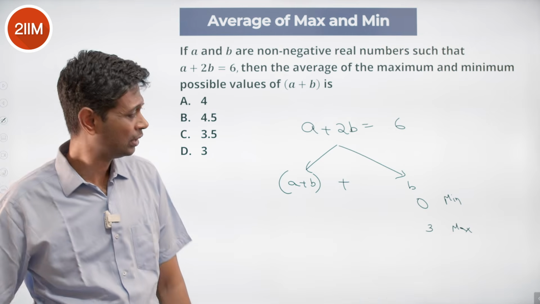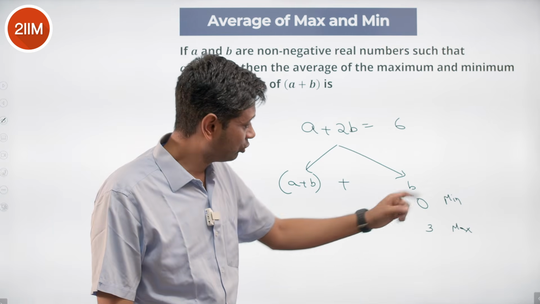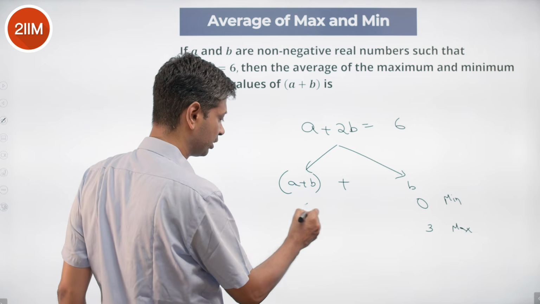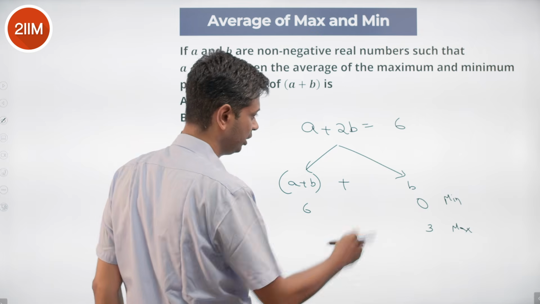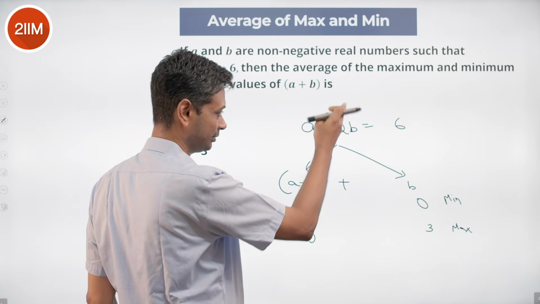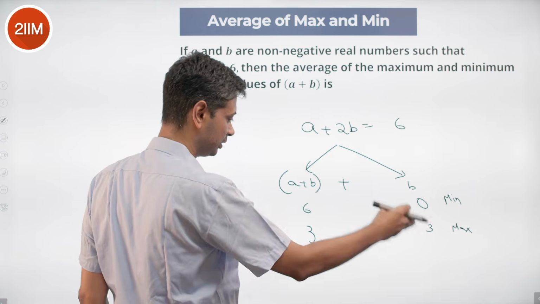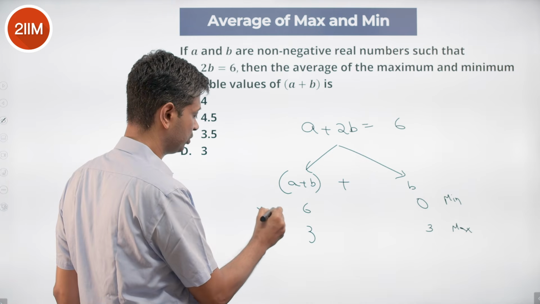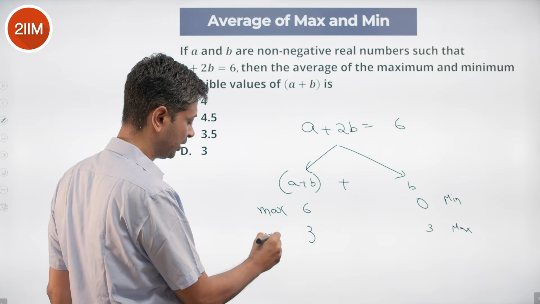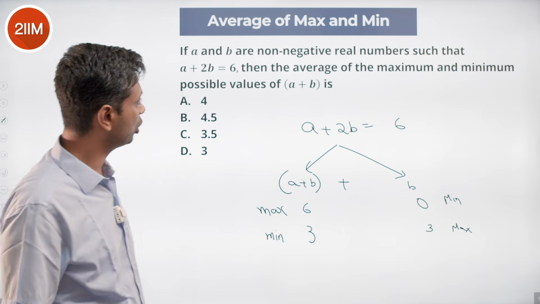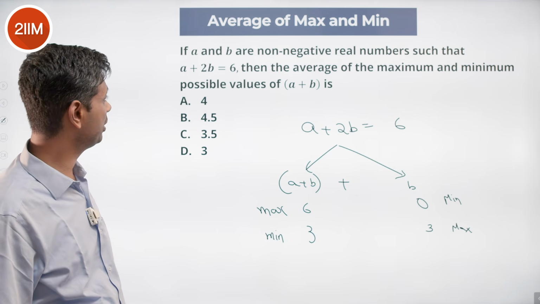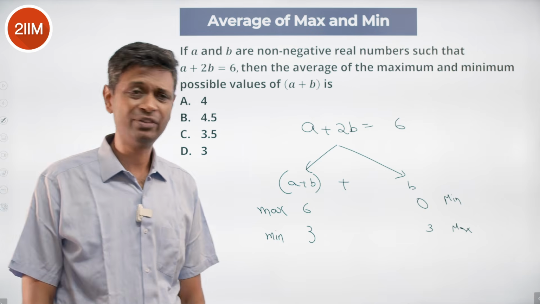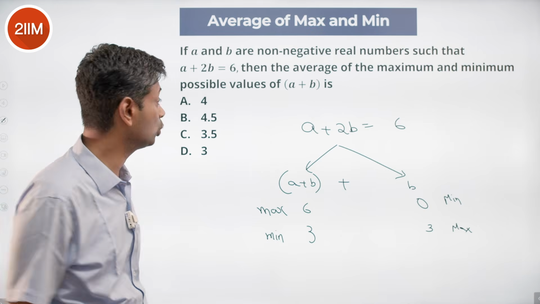Done, we are through. If B is 0, then A plus B is 6. If B is 3, A plus B is 3. 6 minus 0 is 6, 6 minus 3 is 3. So A plus B maximum value is 6, A plus B minimum value is 3. We want to find the average of the maximum and minimum possible values of A plus B. Average of 6 and 3, 6 plus 3, 9 by 2, 4.5.